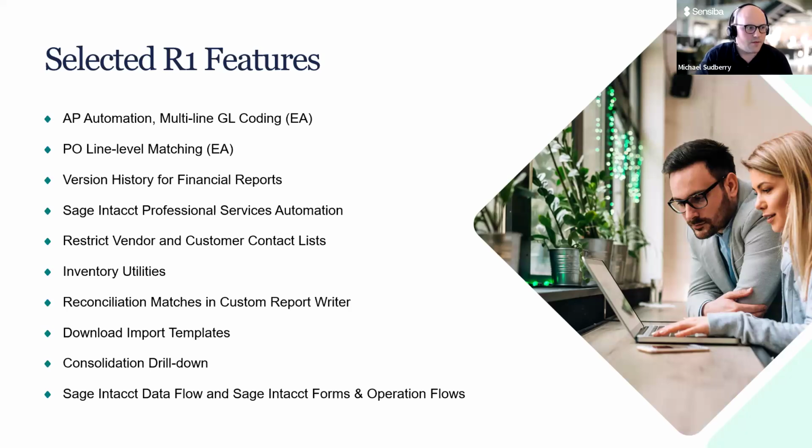So some of the things we wanted to feature with this release are the AP automation, multi-line GL coding, and PO multi-level matching, which are going to greatly expand people looking to use the AP automation tool. Also, version history and financial reports, Intacct professional services automation, restriction of the contact list on the vendor and customer records, inventory utilities, some new features for the inventory module, reconciliation matches, and a custom report writer.